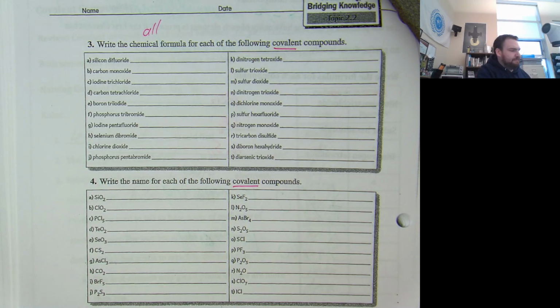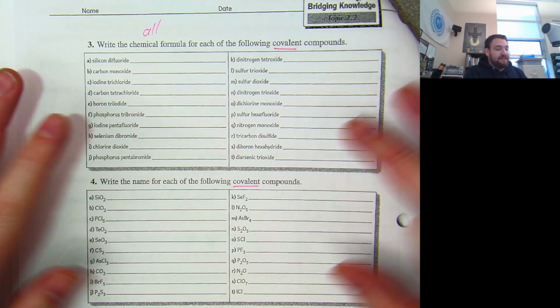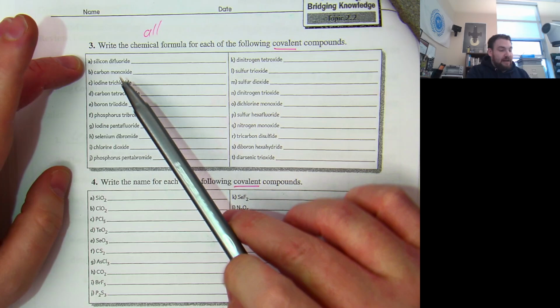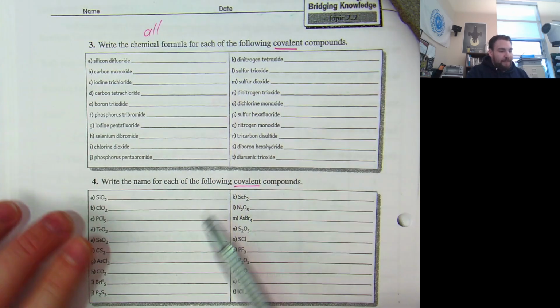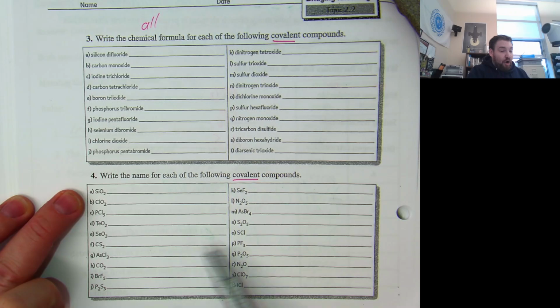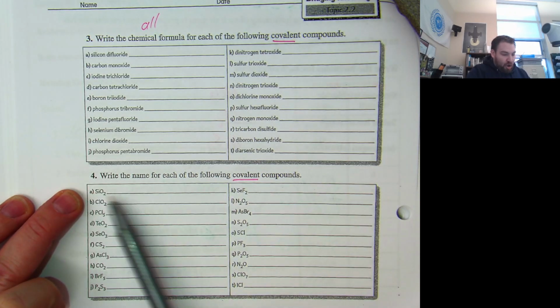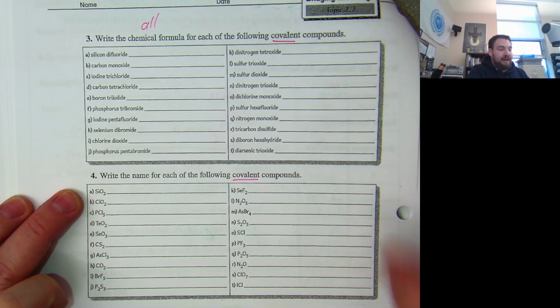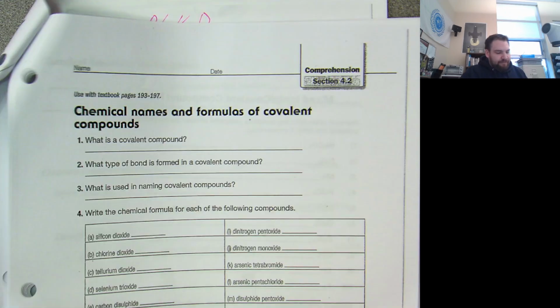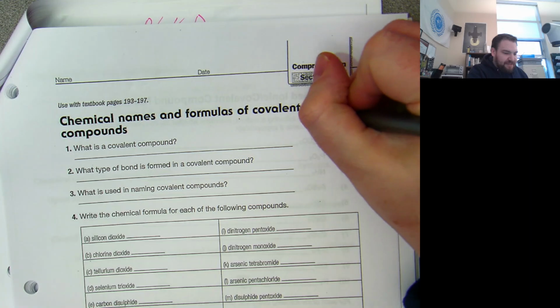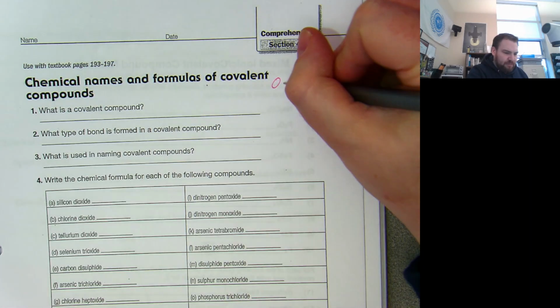That's not all, because of what I'm going to get you to do. So for these questions, A through T, here's the name, give me the formula. These questions down here, they're all covalent. Here's the formula, give me the name. I want you to flip over. This page here is optional.